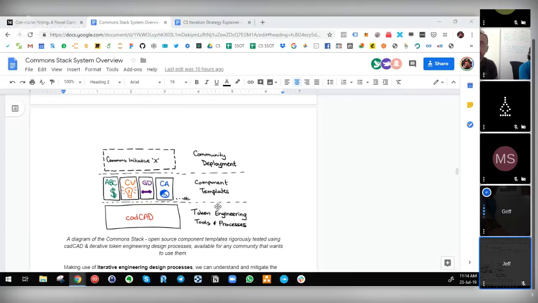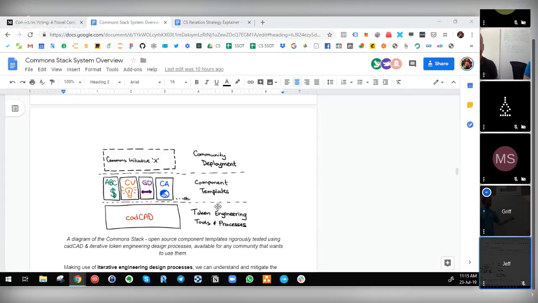I just pulled up on the screen here how CAD is kind of like a layer below our other components. All of the robust design of the bonding curve, of conviction voting, of analytics and so on is based on the foundational layer of token engineering tools and processes that goes into CAD. So CAD is an important component of the common stack, but it's not a component in the same way as the module templates that will be in the common stack library.